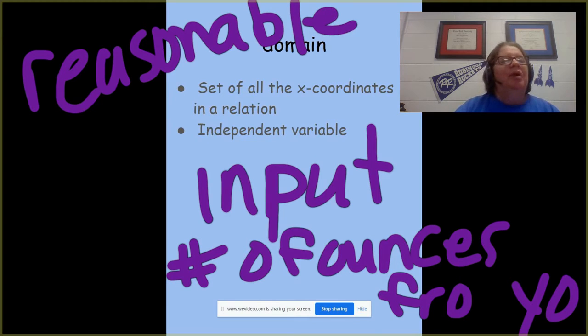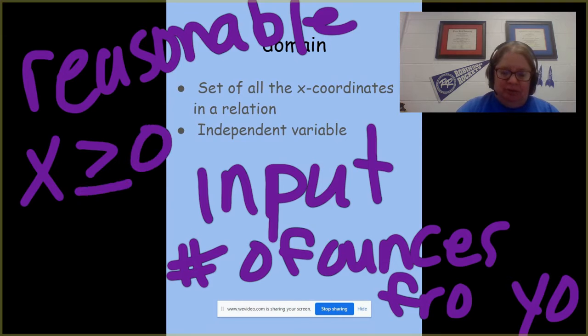So a reasonable domain would be, how many ounces could we have? Can we use fractions or whole numbers? Could we have 1.5 ounces or 1.2 ounces or 1.3 ounces? Sure. What kind of numbers can we not use for the number of ounces of frozen yogurt? Can we have -3? No. No negative numbers to describe ounces, right? So a reasonable domain would be x greater than or equal to 0.